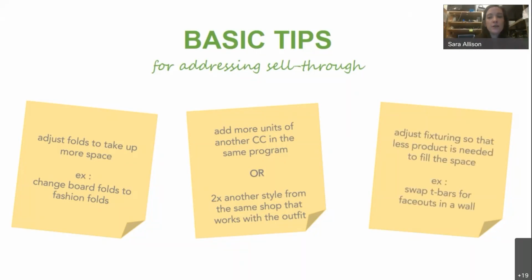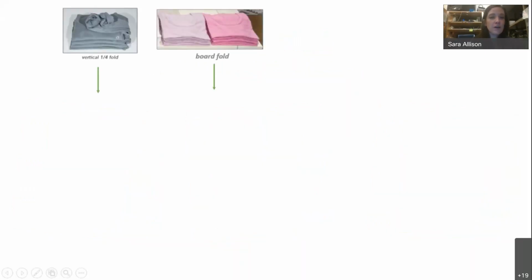And then one that may need a little bit more time is to adjust fixturing so that less product is needed to fill the space. This is where you're swapping out T-bars for face outs. And I would say all of these tips are more for when you're really lacking inventory. When you really don't have a lot to work with, this is what you're going to do. So here are some examples of all these things.